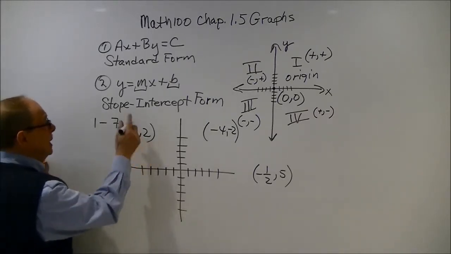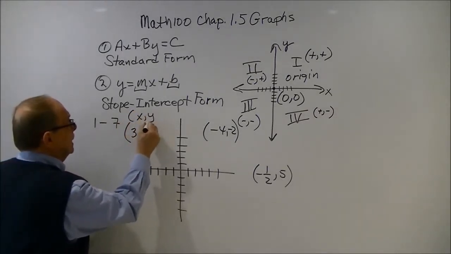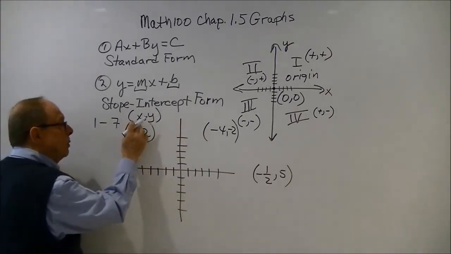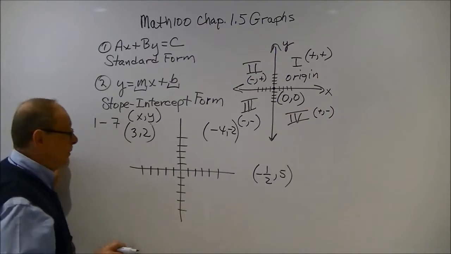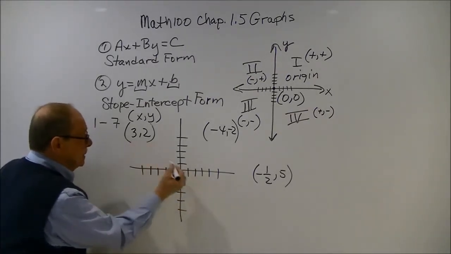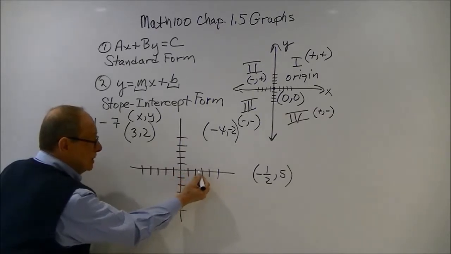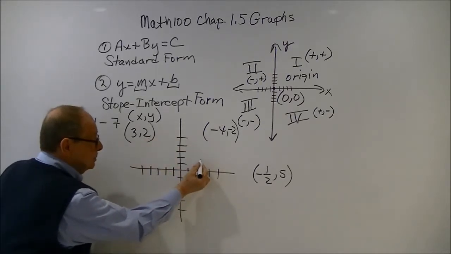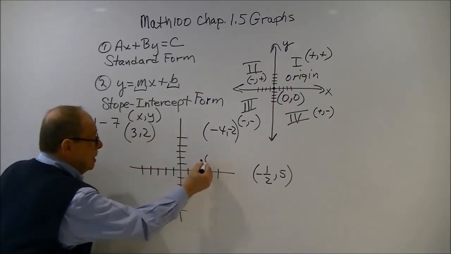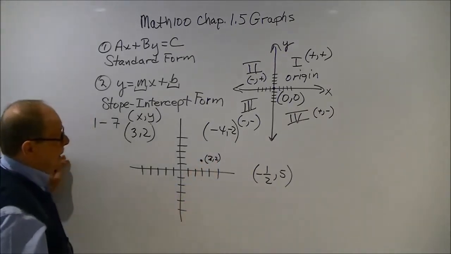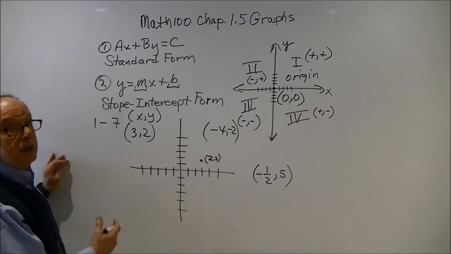This is an ordered pair that must be in this order. We always do the x-coordinate first, starting at the origin. And this is 3, so we're going to go to the right, positive 3. And then we go to the y-coordinate, which is 2, up 2. Put a dot right there. We often write the coordinate after it to indicate what we've done.